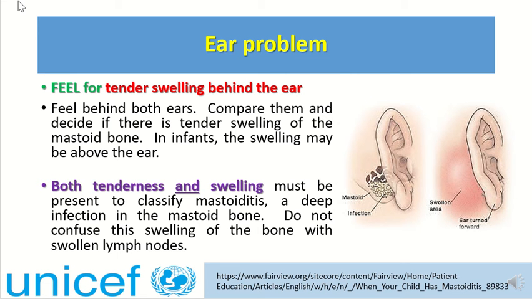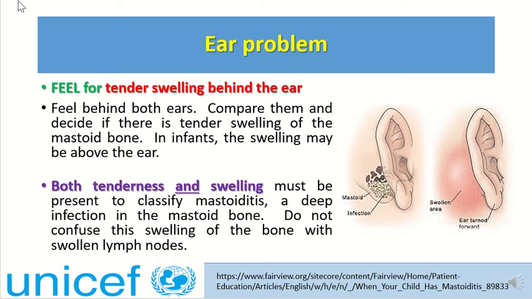If the child has none of the general danger signs, we should ask about the main complaint. If the mother says the child has an ear problem, we should check for the specific child danger sign: feel and look for tender swelling behind the ear. If there is bone tenderness and swelling behind the ear, we classify the child as having mastoiditis and refer him to the treatment room.